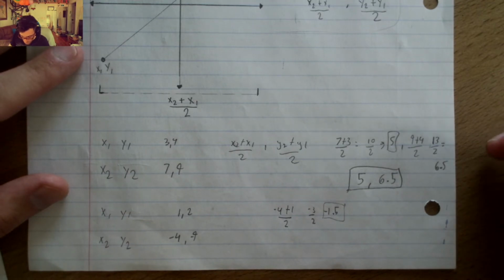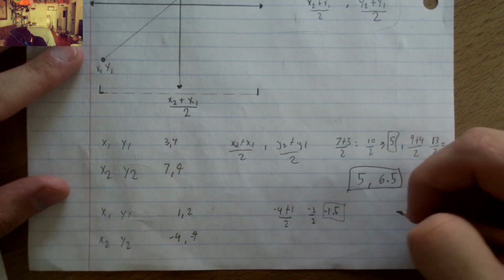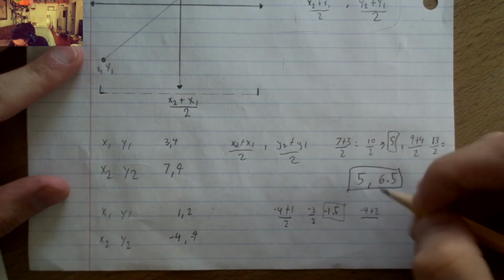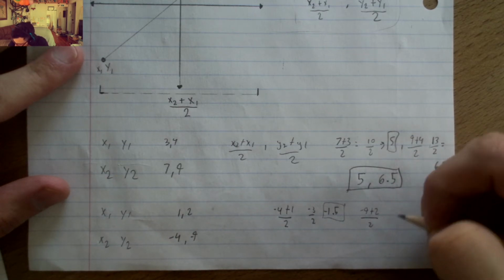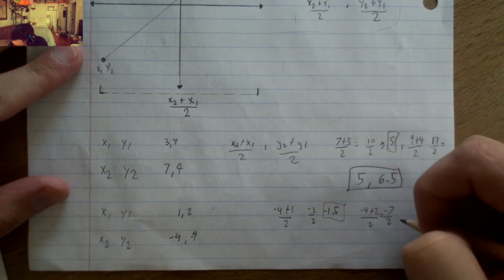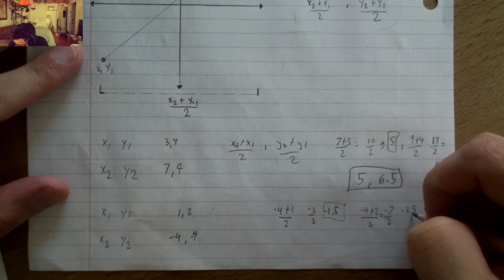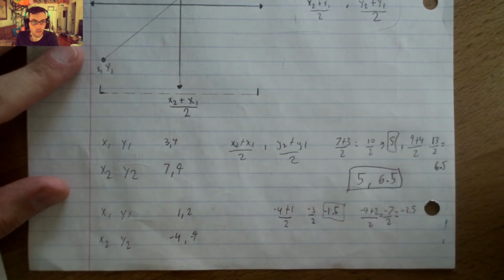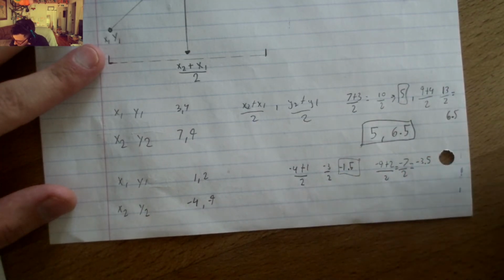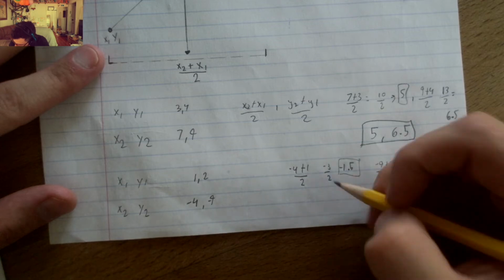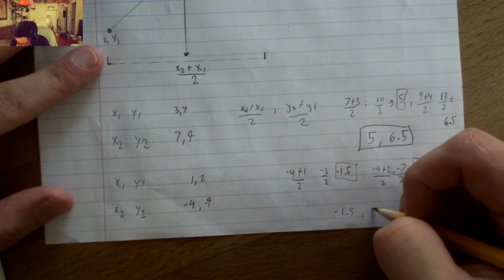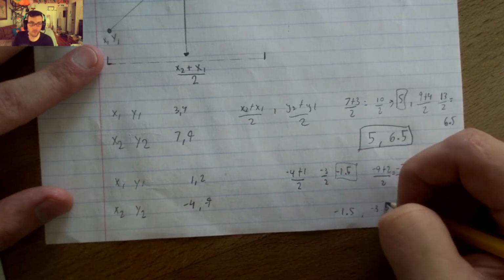Next example, our y's, we're talking about negative 2 plus negative 5, or negative 7 divided by 2, which is equal to negative 3.5. We write out our answer. That midpoint of our segment example would be negative 1.5, comma, negative 3.5.